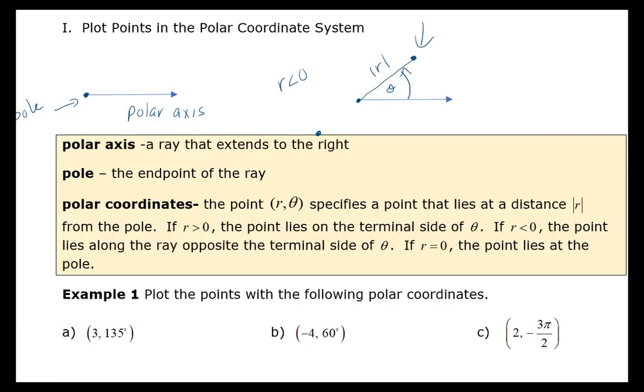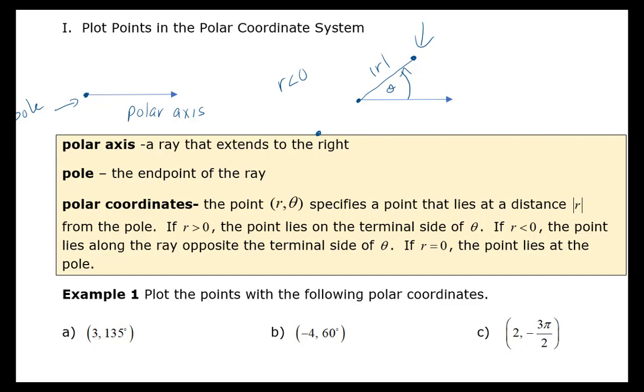So we have these definitions. We have the polar axis, which is a ray that extends to the right. We have the pole, which is the endpoint of the ray. And then the polar coordinate, which is the point (r, theta), is a point that is the absolute value of r away from the pole. If r is greater than 0, the point lies on the terminal side of theta, this one right here. If r is less than 0, the point lies on the opposite side of that terminal side. If r equals 0, then the point is literally just at the pole.